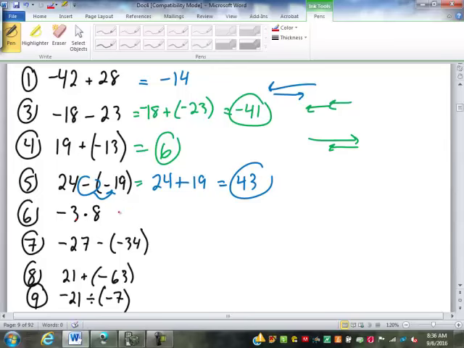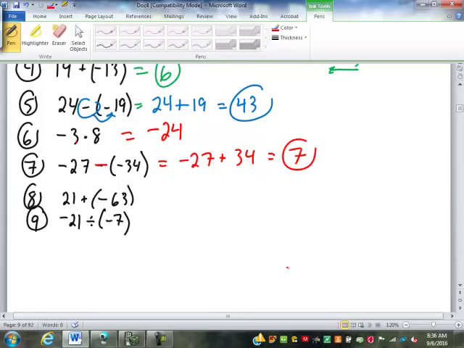Negative 3 times 8 is negative 24. Negative 27 minus a negative 34 is negative 27 plus a positive 34. So it's a positive 7. And then 21 plus negative 63. Positive 21, negative 63 goes the opposite direction and is much longer. Say negative 42. And negative 21 divided by negative 7 is 3. Any questions on those?